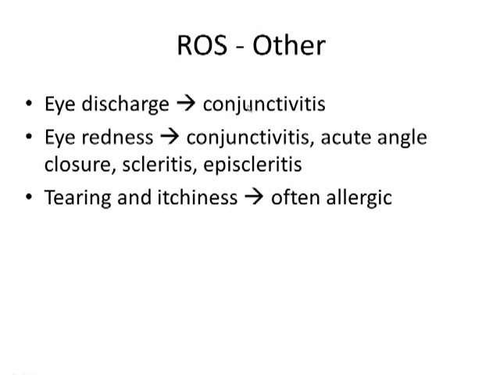All right, and then other sort of ROS questions you can ask. Is there discharge? Is there redness? Is there tearing or itchiness? Conjunctivitis can lead to discharge as well as redness. Acute angle closure glaucoma, scleritis, and episcleritis can all lead to eye redness as well. And tearing and itchiness is usually a sign of some sort of allergic process going on.